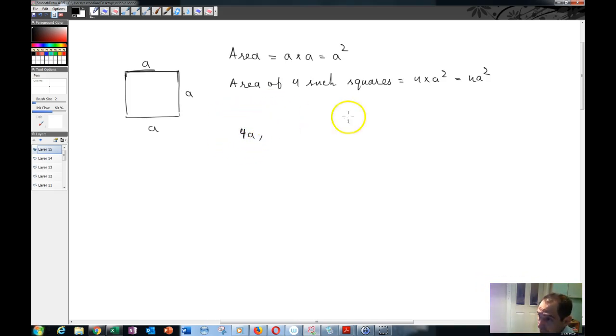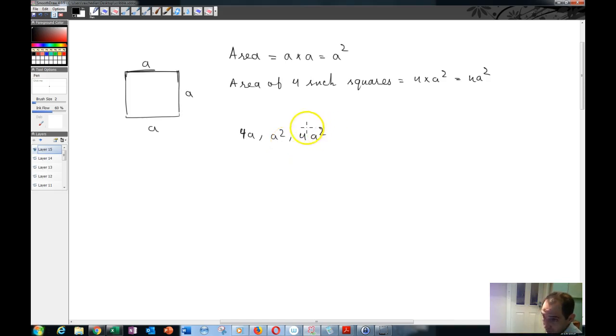So there was that algebraic expression that I got, that it was 4a, then we had also a squared, then we had also 4a squared, and you can have different forms of algebraic expression in this way, representing different kinds of situations.